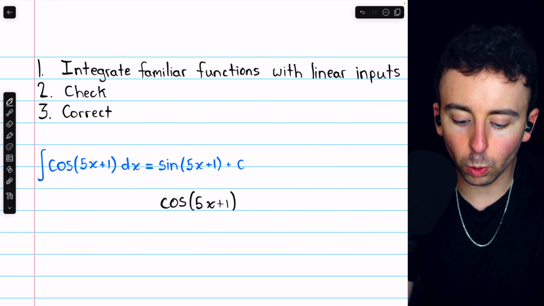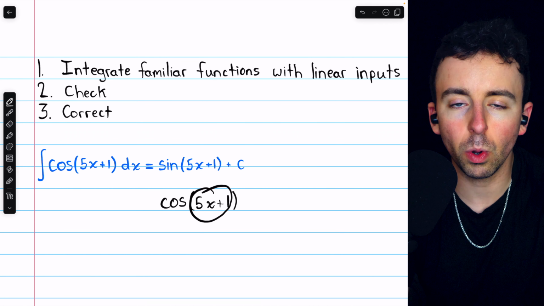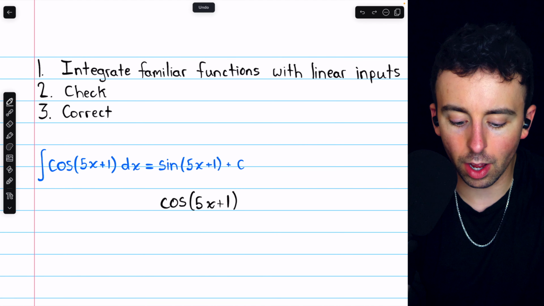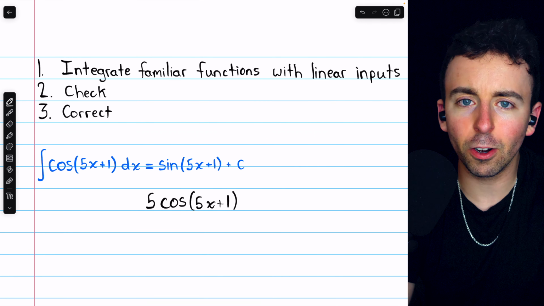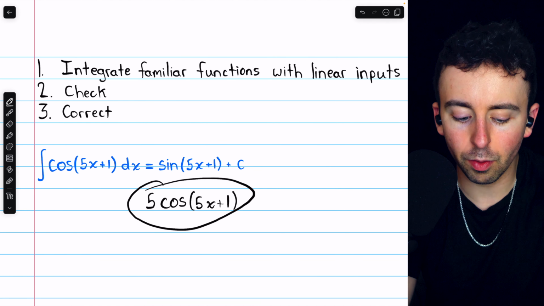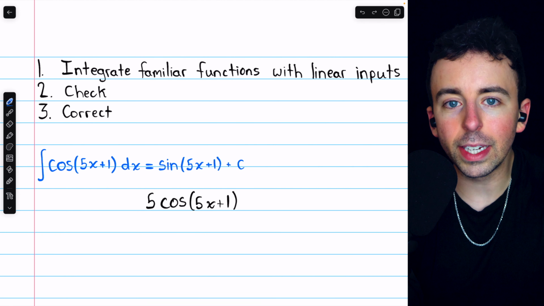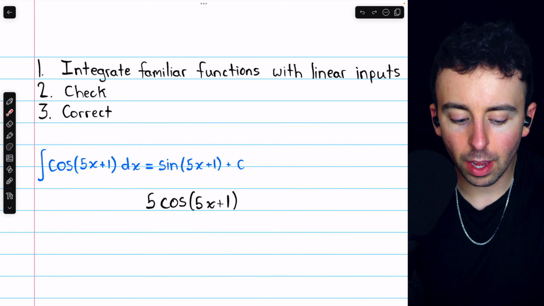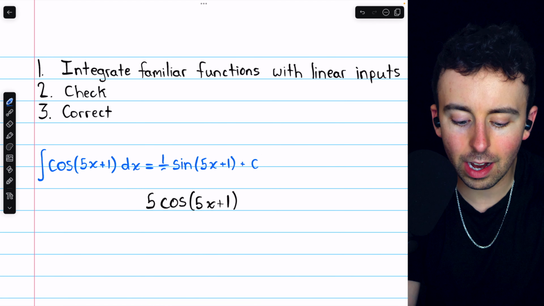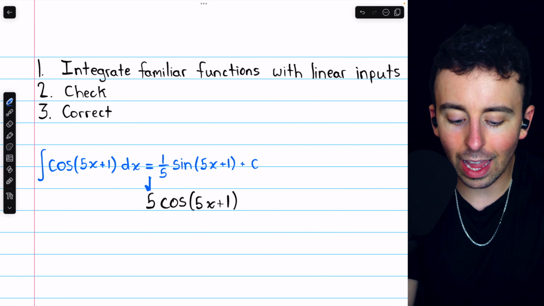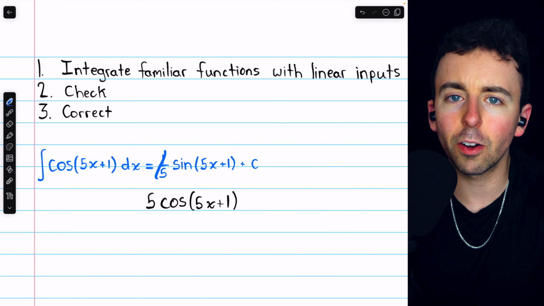But then by the chain rule, we'd also have to multiply by the derivative of that inside function, 5x + 1. The derivative of 5x + 1 is 5, so we would multiply by 5. So we see our answer is not correct, because this has a factor of 5, whereas the integrand does not. But then it's easy to see what we need to do to correct this answer. If we had included a factor of 1/5 in front of the sine function, then when the chain rule gave us this factor of 5, it would cancel out with that 1/5, and we'd see that our answer is correct.